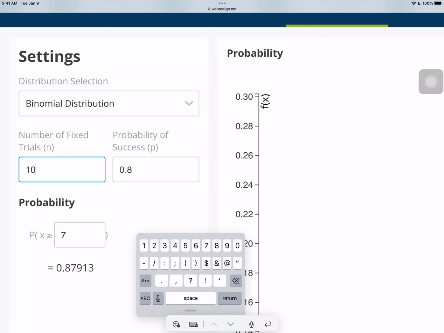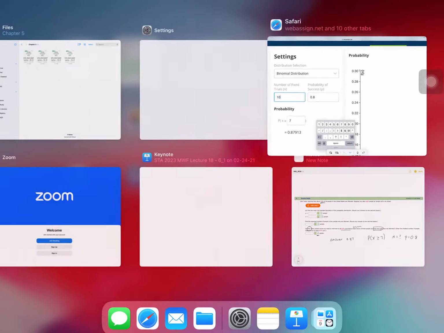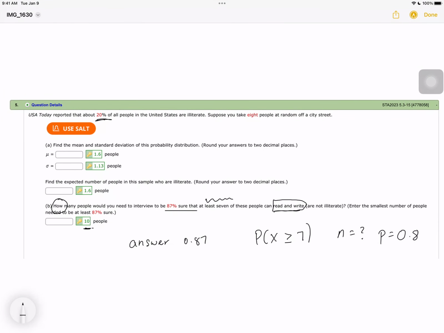So again, this is a guess and check. We keep increasing by ones until we get the first time the probability down here is greater than 87%. So 10 is the smallest number. Any number greater than this will be greater than 87%. If I go to 11 or 12, you can see the answer is going to be higher than 87%. But 10 is the first time it goes higher. And so that's why they have 10 here as the answer.